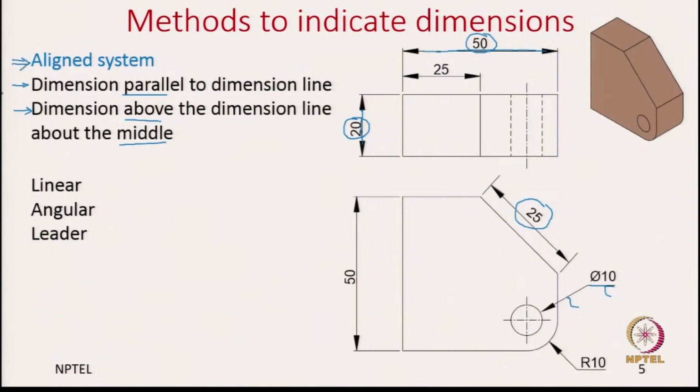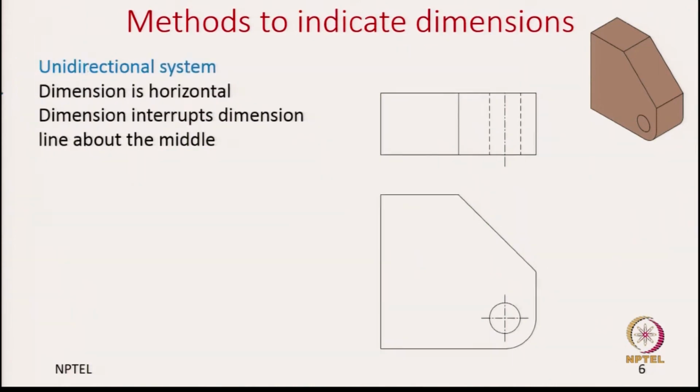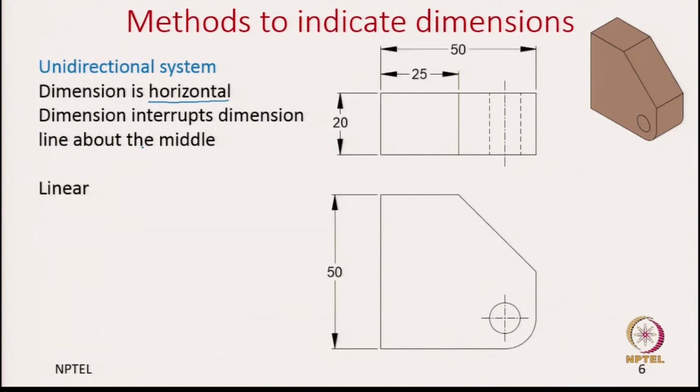Now we will present the other system called the unidirectional system. Here the rules are slightly different. First, we say that the dimension value or the number is always horizontal, and the second is that the dimension interrupts the dimension line about the middle. So, let us look at how we do these dimensions.